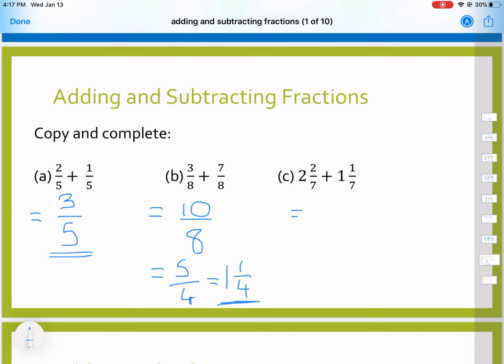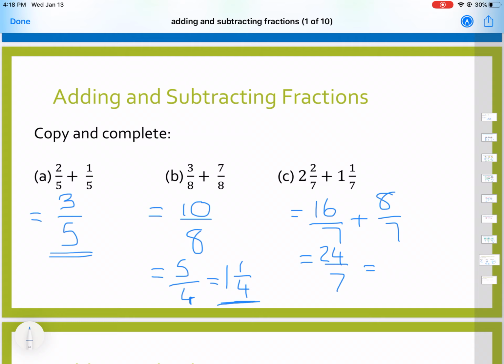So I am going to first change these 2 mixed numbers into top-heavy fractions. So 2 and 2 7ths. 2 times the 7 gives me 14, add the 2, 16 over 7, plus 1 and 1 7th, so 1 times the 7 gives me 7, add the 1, so I've got 8 over 7. I know that my answer is going to be over 7. 16 plus the 8 gives me 24.